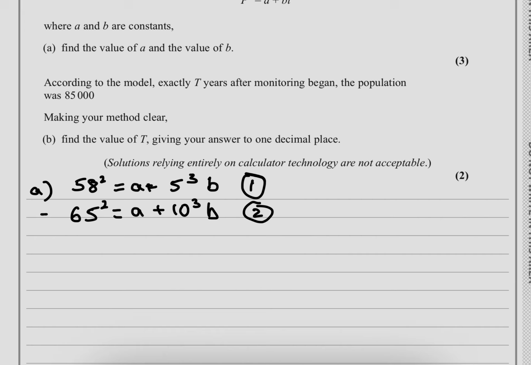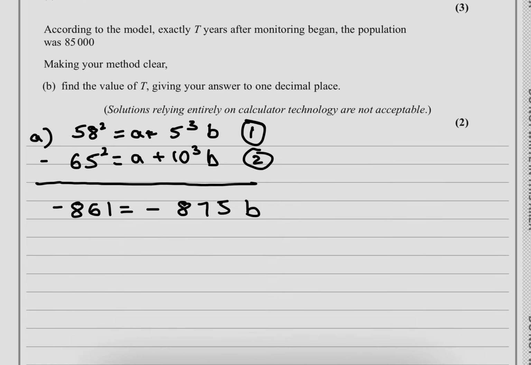Over here, the a's are the same, so it would be simplest to just minus both of them. You can just put this into your calculator immediately. 58 squared minus 65 squared would give you negative 861. A minus a is 0. Then you do your 5 cubed minus 10 cubed. That should give you negative 875b. And then you just rearrange.